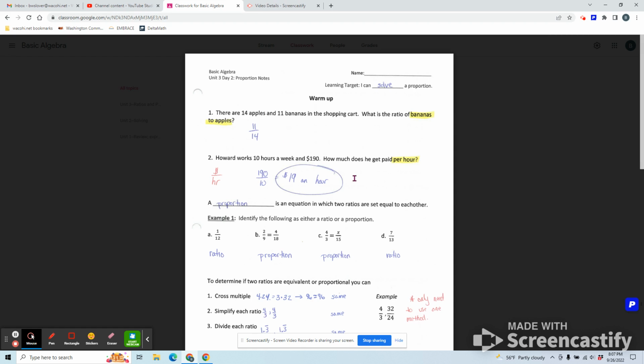Number 2 is a unit rate. It wants to know how much she gets paid per hour. So I actually have to divide out what I have. So Howard gets $19 an hour.